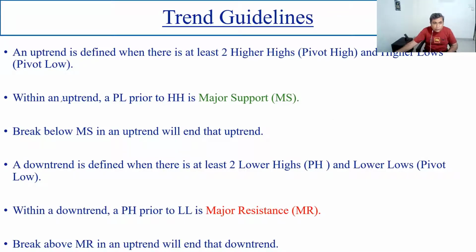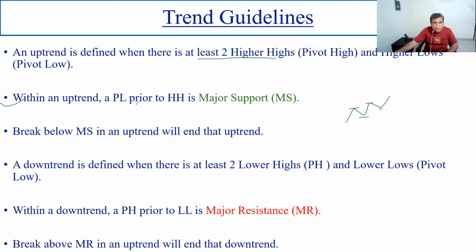Now, what I mean to say by this point here is that when you have a series of higher highs and higher lows, so as we mentioned, there should be at least two higher highs and higher lows. So where are the higher highs and higher lows? These are the higher highs and these are the higher lows.